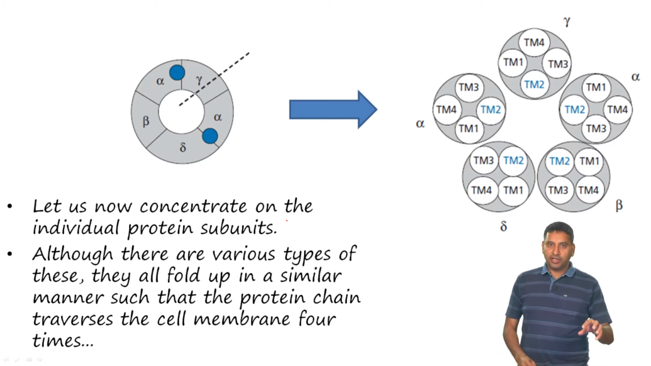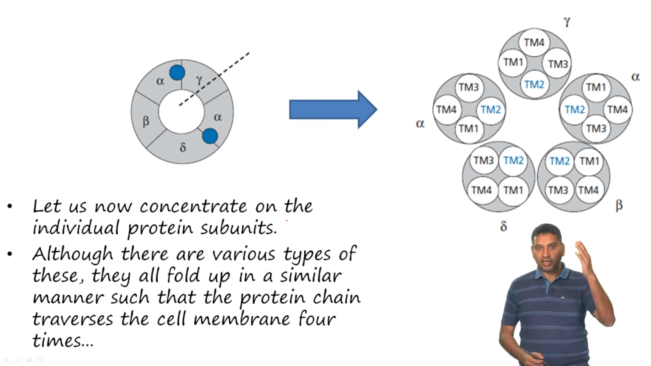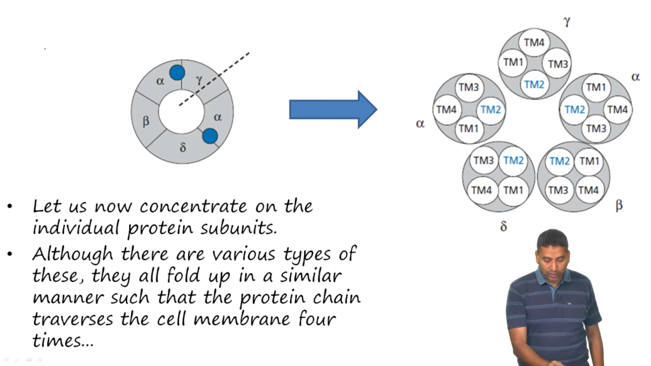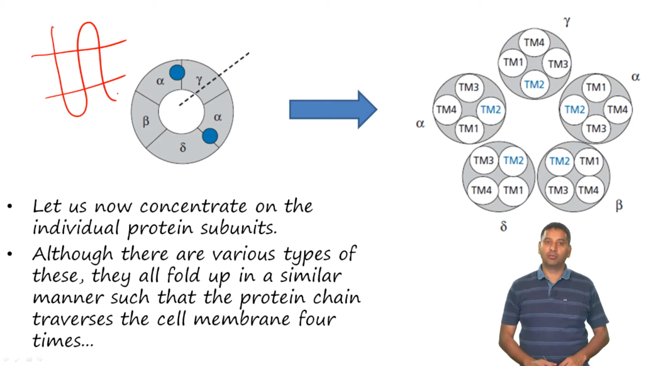Now, let us look at the individual protein subunits in this complex. Although there are various types of these, they all fold up in a very similar manner, such that the protein chain traverses the cell membrane. So, when you have a cell membrane, these subunits actually go across and come back and so on. We will look at it in a little bit more detail later.